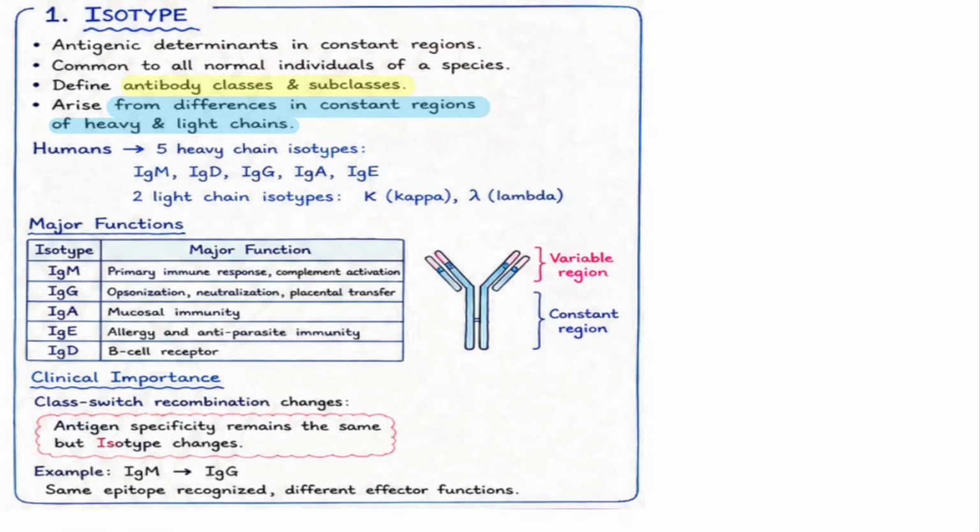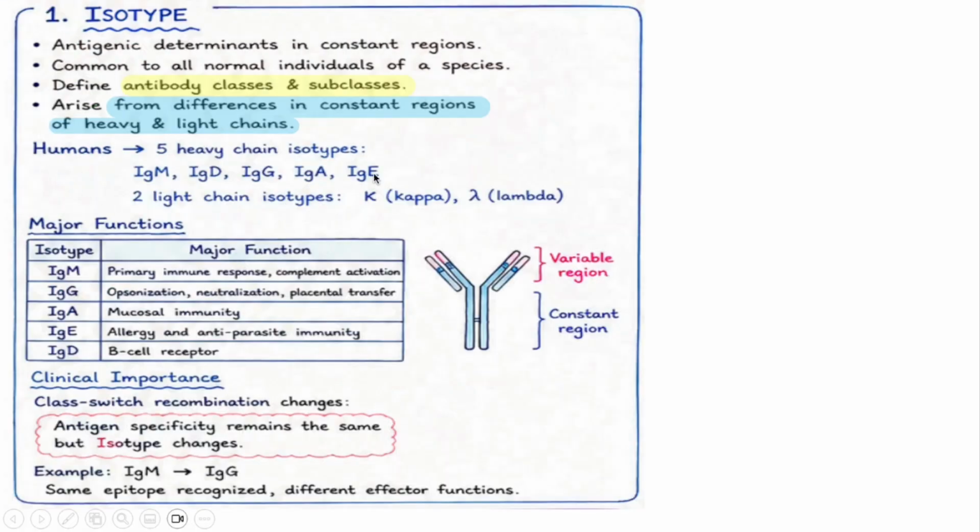For example, we can take the class switching of IgM into IgG, and this was about the isotypes, and isotypes are due to constant regions of heavy and light chain. Now let's talk about allotype. Allotypes can be defined as inherited antigenic variations in the constant regions.